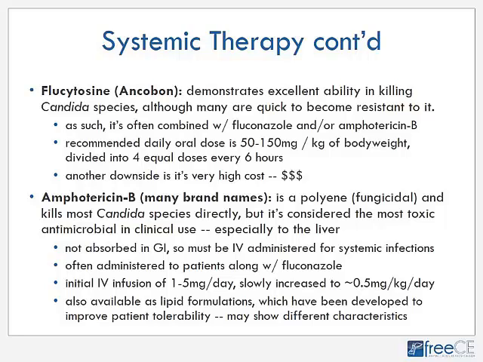Amphotericin B, which goes under many different brand names, is a polyene, which is fungicidal, meaning it kills the Candida directly, but it is considered the most toxic antimicrobial in clinical use, especially for the liver. It's not absorbed in the GI tract, so it must be IV administered for systemic infections, and it's often given along with fluconazole. Initial IV infusion of between 1 to 5 milligrams per day is slowly increased to about 0.5 milligram per kilogram body weight per day.